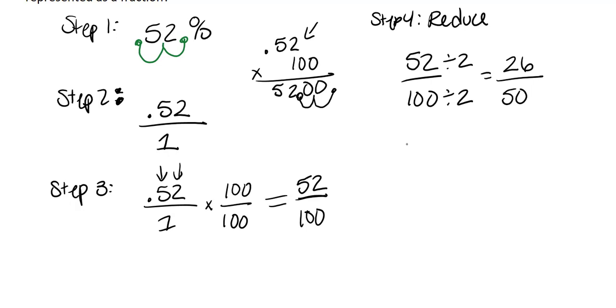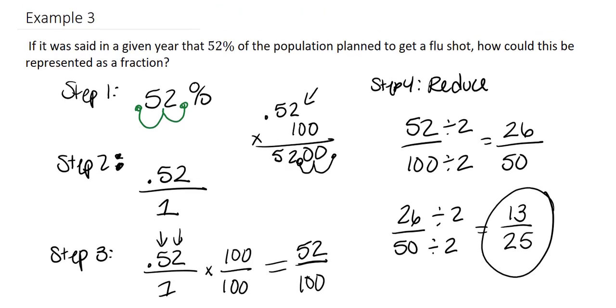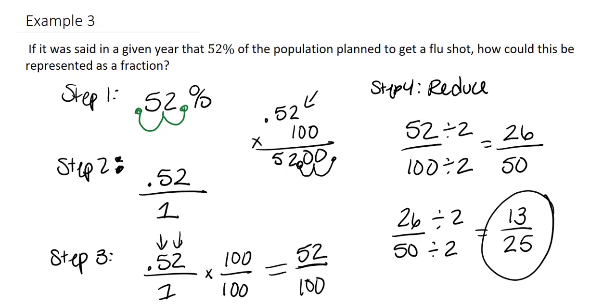Notice that this is still even, so let's go ahead and reduce this further. Let's go ahead and divide both the top and bottom by 2. 26 divided by 2 is 13. 50 divided by 2 is 25. So this would be our reduced fraction. So if we were to say 52% as a fraction, we would just say 13 over 25.